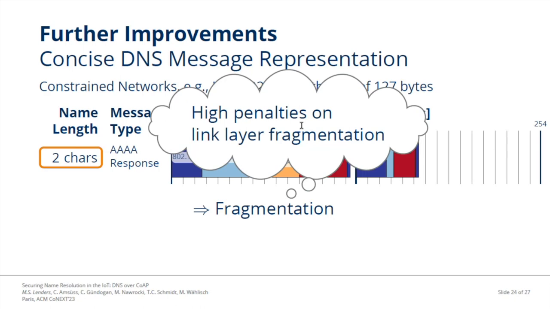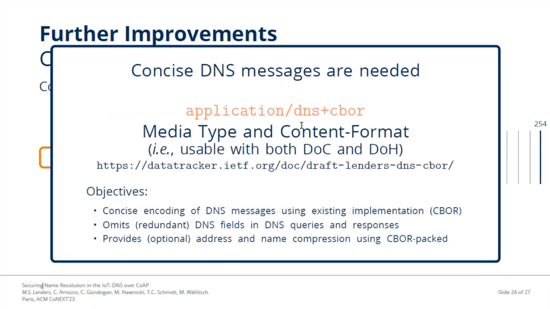Well, we designed a new DNS message format, which is basically based on CBOR. So it is a concise message format, and it is defined as a media type and a content format. So you can use it both with DNS over CoAP and DNS over HTTPS. It uses CBOR to get the message smaller in the first place, but then we also omit redundant fields in DNS to get the message even smaller. And then we also provide optional address and name compression with the CBOR packed format.